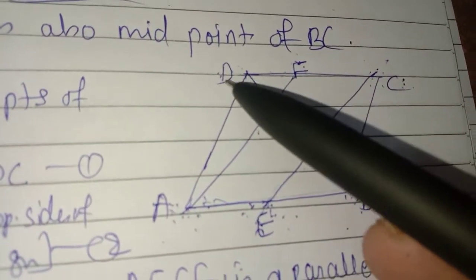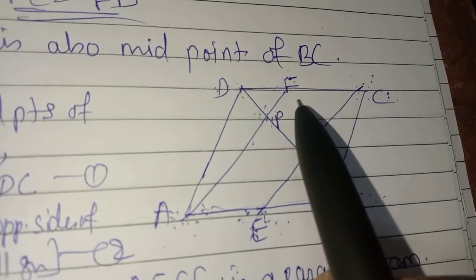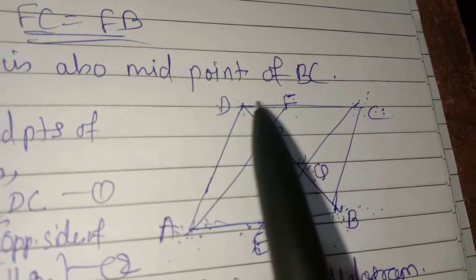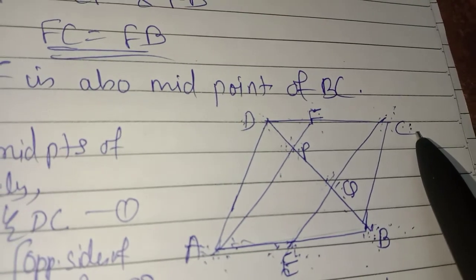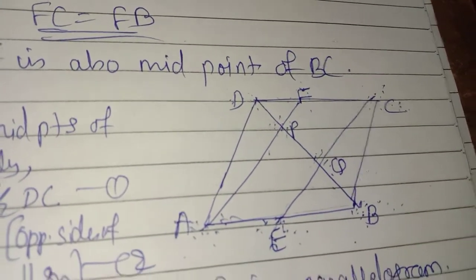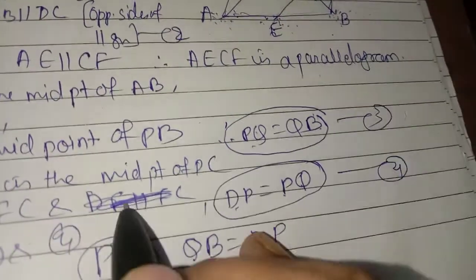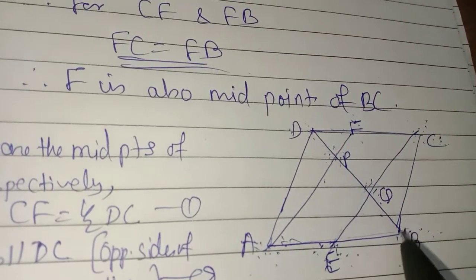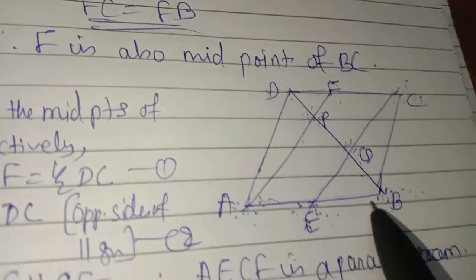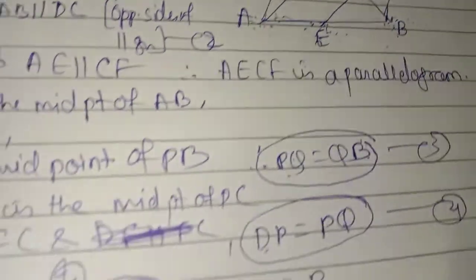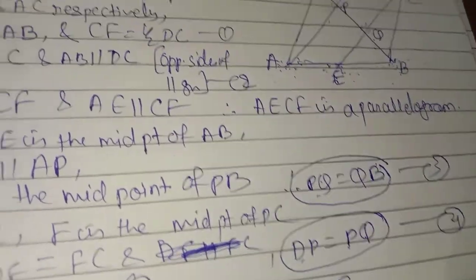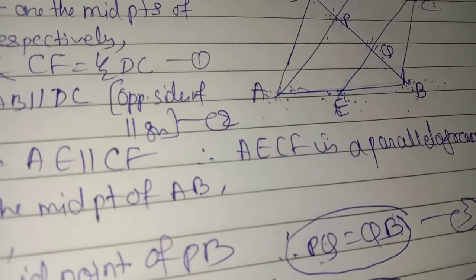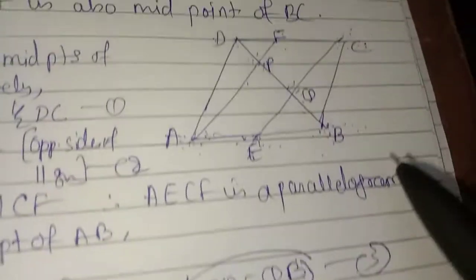In the same way we'll go for DQC. F is again the midpoint of DC. So if DF is equal to FC, and no need to write DF parallel to FC here. If DF is equal to FC, we can say DP is equal to PQ. So from 1 and 2, we can say that PQ is equal to QB is equal to DP. Okay, so in this way we can prove our result.